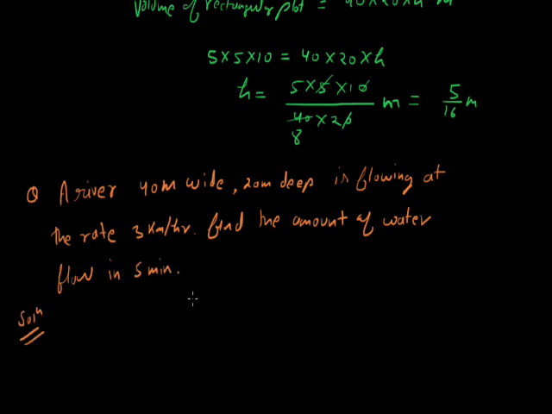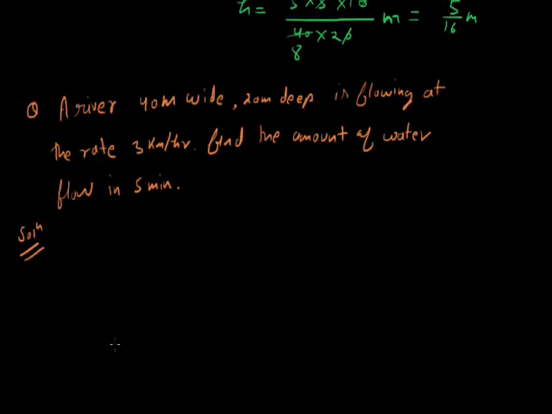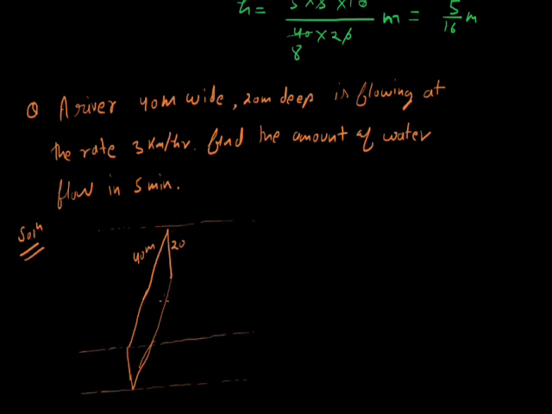We are given a river which is 40 meter wide and 20 meter deep. Let's say this is 40 meter wide and this is 20 meter deep. We are drawing the cross section of a river. This is a cross section of a river which is 40 meter wide and 20 meter deep. Let's say this is the river which is flowing.